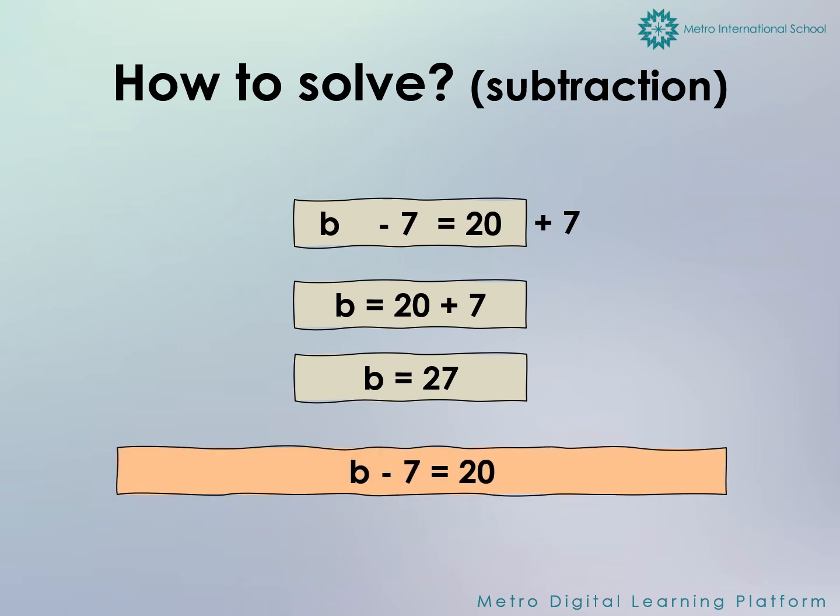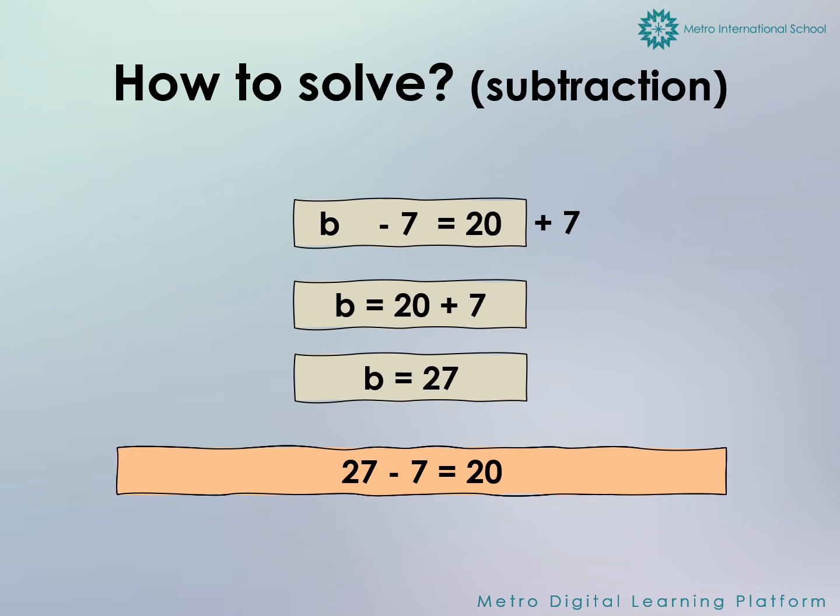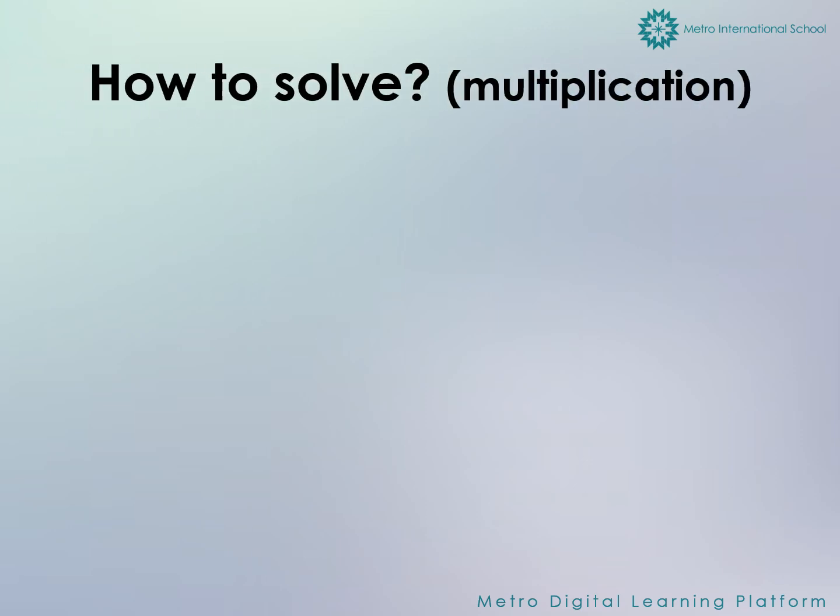Now, to prove that our answer for b was correct, we are going to take 27 and substitute it in the equation. We put 27 instead of b and upon subtracting 7 from 27, we find out that our answer is 20. Let's try to solve an equation that uses multiplication now.